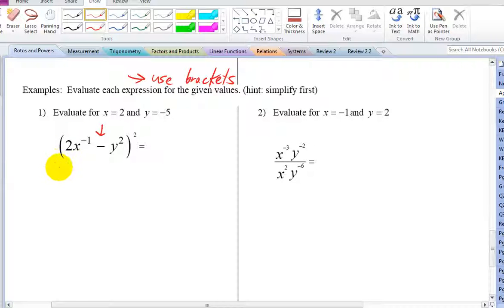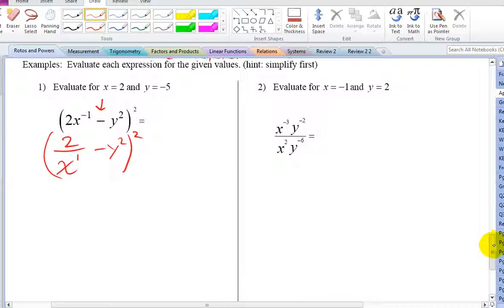So for us, it's going to be 2 times x to the negative 1. So it should be 2 over x to the positive 1 minus y squared to the exponent 2. Okay. Substitute in and solve. See what you can do. Okay, substitute and solve. I'm going to give you a second. Go.